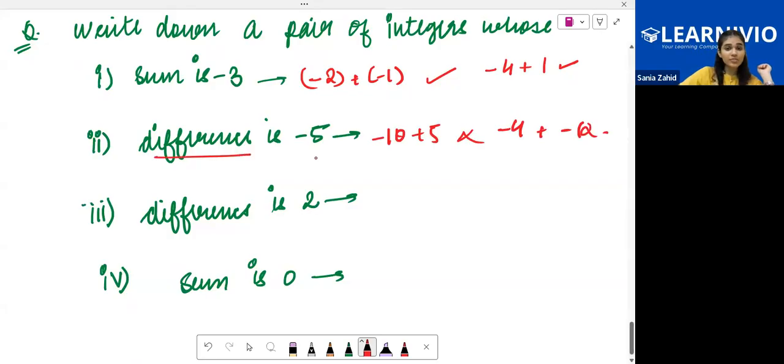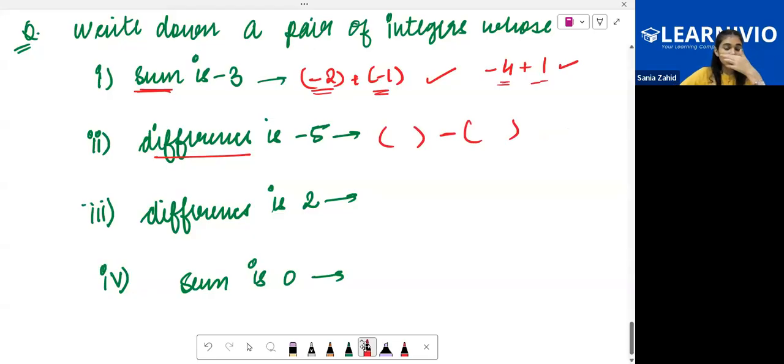You have to find the difference. First you have to find the sum. Sum means you have to add two numbers. So you added -2 and -1. In the second one, she added -4 and 1. Now you have to find the difference. That means you have to subtract the numbers, so the sign between two numbers should be negative. Just write the first number, put a negative sign, and write the second number. So difference should be -5. How do you get 5 as the difference? You can do 10 minus 5.